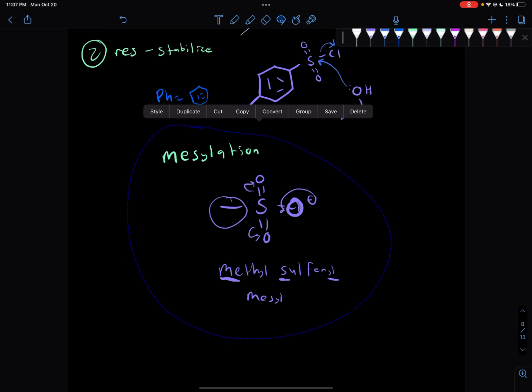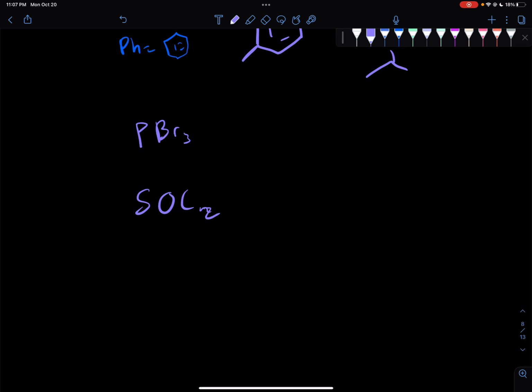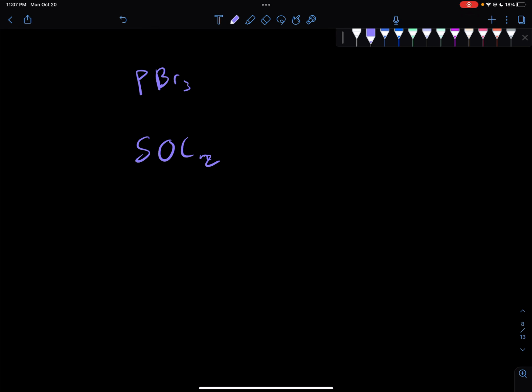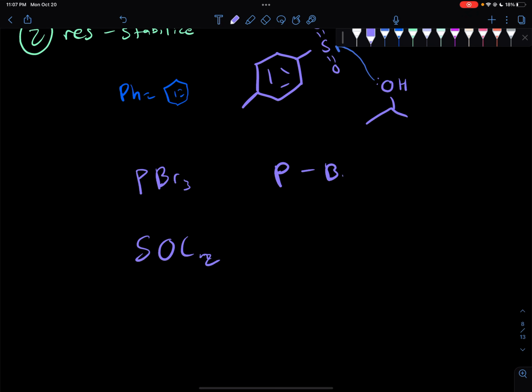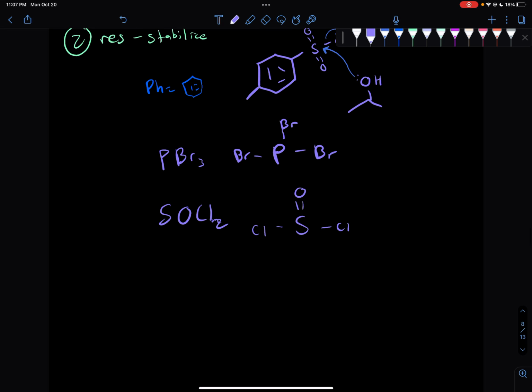And a third and fourth method will involve PBr3 and SOCl2. So I don't really feel like getting into what it looks like. I'll do it if you guys want, but PBr3 looks like this. Something like that. I think there's like double bonds or something. I don't know. SOCl2 will look like, I don't know, bro, but it's something like this.